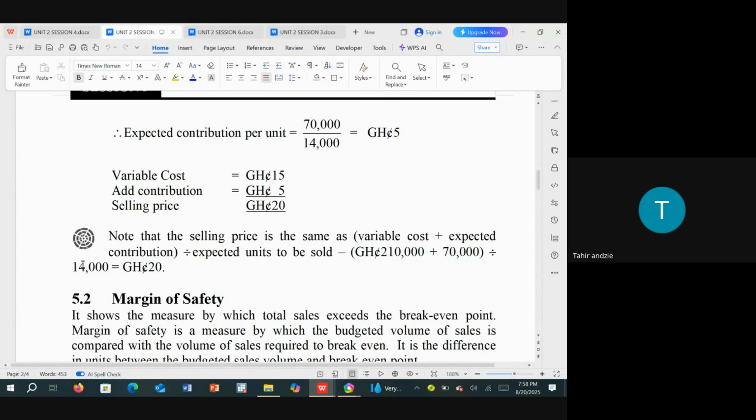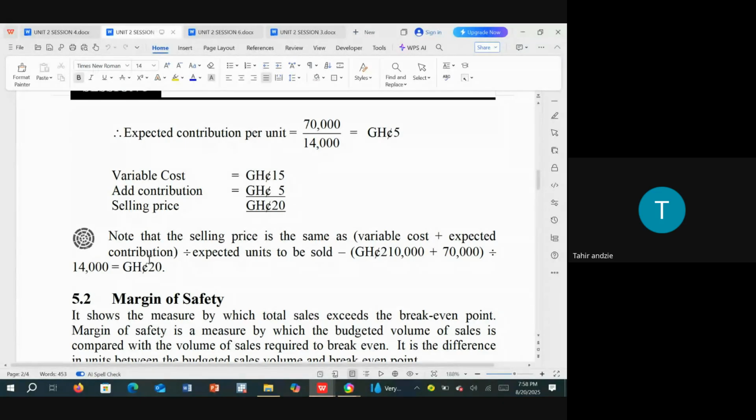That gives you 14,000 times 15, which gives you 21,000. 21,000 plus your contribution of 70,000 gives you 180,000. Now, 180,000 divided by the total units sold should give you the selling price. So the selling price is 20.